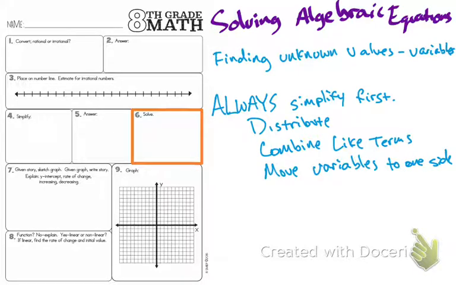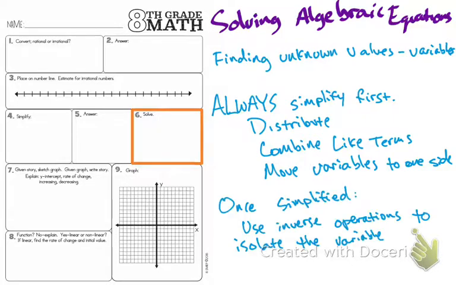Next, we're going to always make sure that our variables are only on one side of the equation. They're not always given to us just on the left or just on the right side. Sometimes we have variables on both sides of the equation, so we want to make sure that we move them to one side of the equation.